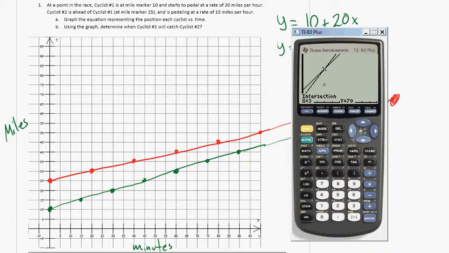Graphing calculators do this quickly and easily. This is one of the things that they are really, really good for. You just have to know how to use it, and you have to know how to change that window to get an appropriate graph if you need to.